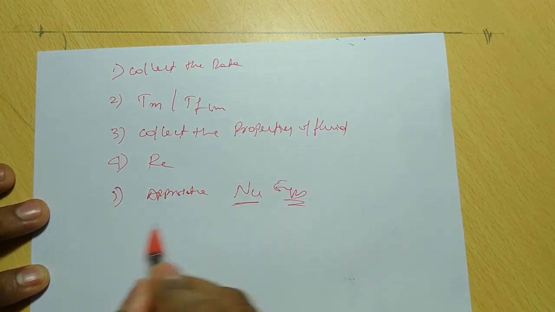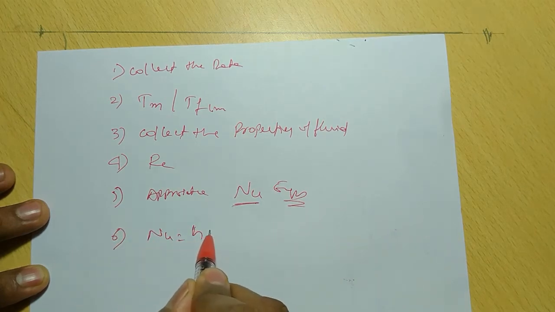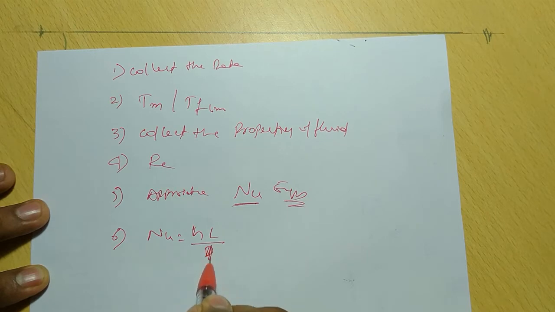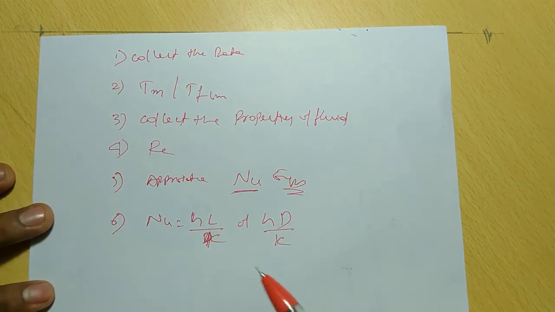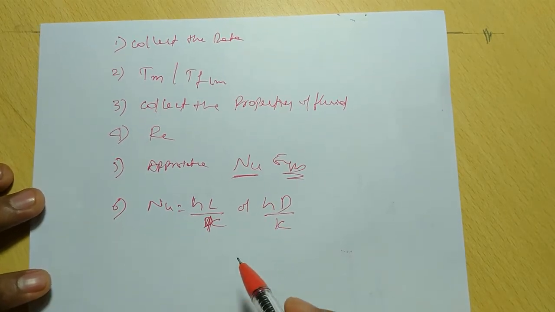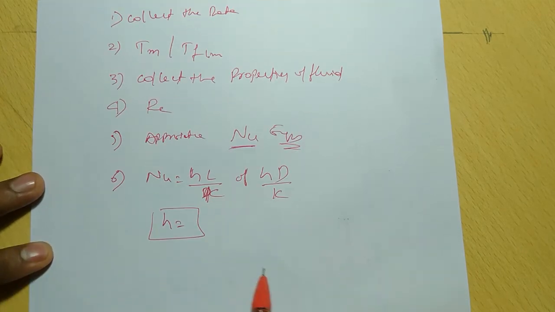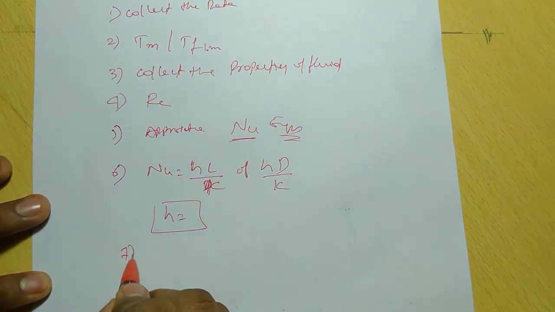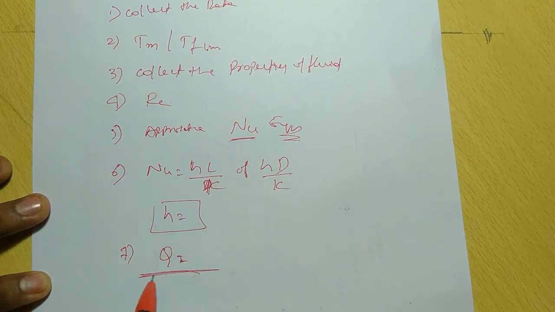After finding the Nusselt value, this is the equation: h into length divided by k, or h into diameter by k, depending upon whether it is a cylinder or a flat plate or a flow in a pipe. I explained those things in the previous problems. Find out what the h is. Once you know the h, the next step is to find out the q. This is the common procedure I used for all the 8 problems. Same procedure for the remaining problems also.